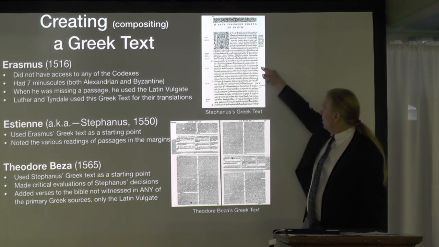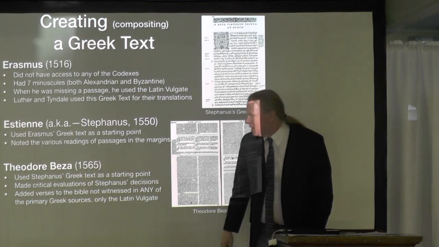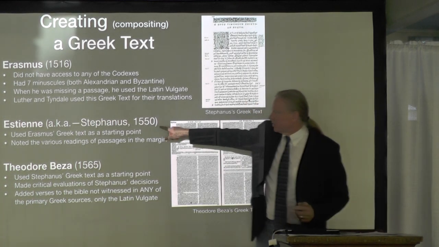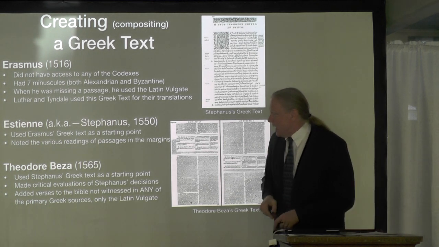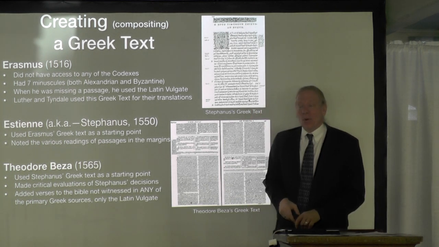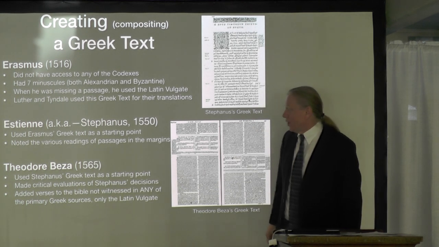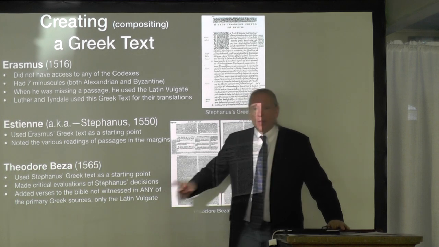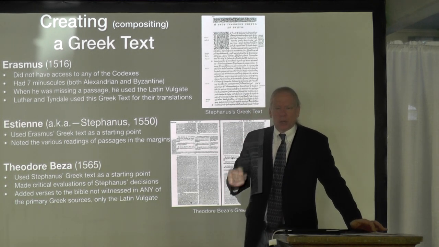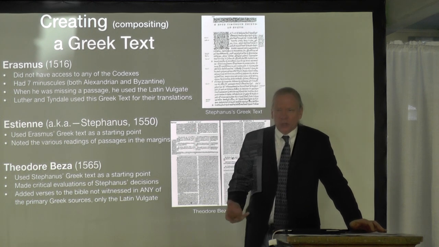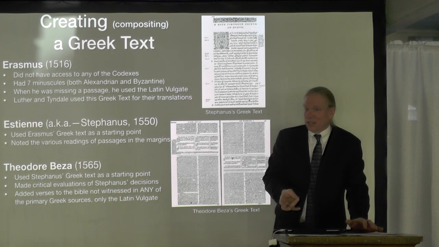You notice there's even more notes in this, right? Look at that, how fantastic that is. He made a critical evaluation of decisions that Stephanus made. He agreed with some of them, he disagreed with others. He added verses in the Bible where there were no witnesses in the primary Greek sources. Where do you think he got that from? Oh, the Latin Vulgate. Because it seems that the early church, or not the early church fathers, reformers, trusted the Latin Vulgate more than they did the Greek text that they had.